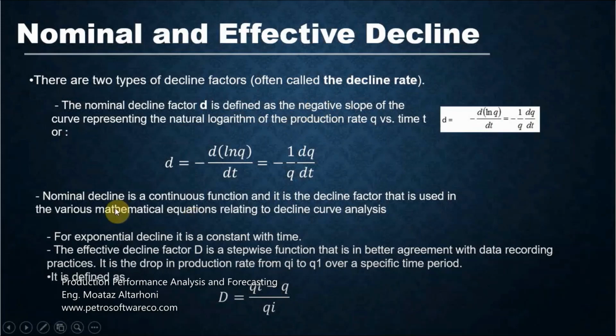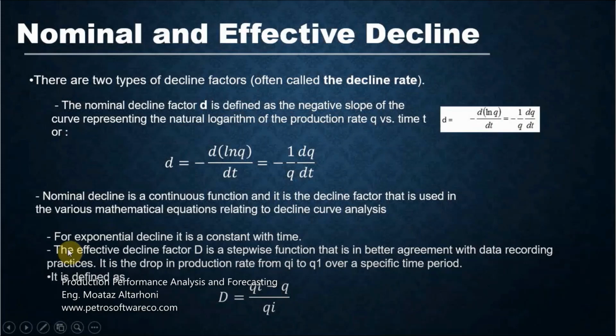Nominal decline is a continuous function, and it's the decline factor used in the various mathematical equations related to decline curve analysis. Every type of decline analysis has a nominal decline, which represents the slope, but this changes with time. We can see here if we apply the difference between each two points to give us a slope value. That's the continuous function. It's dynamic, but for exponential decline it's constant with time. Why? Because it's a straight line, so at each point the slope must be constant.